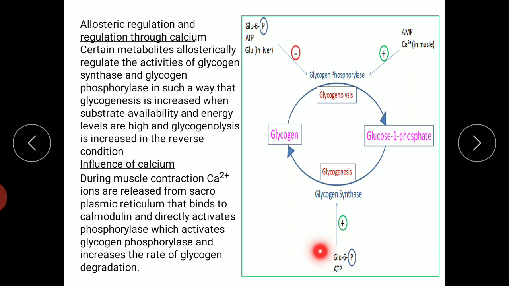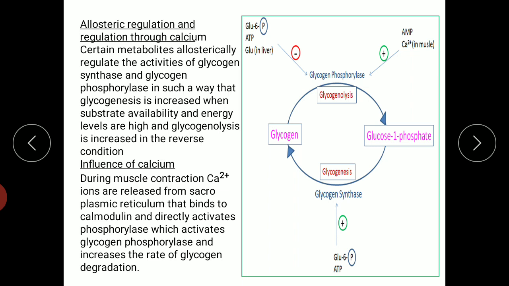These molecules, glucose 6-phosphate and ATP, which will negatively affect phosphorylase enzyme, will positively affect glycogen synthesis. So we have a higher concentration of ATP, no more energy is needed, so the excess of glucose available is converted into glycogen and it is stored for the future purpose. So that is the 3 types of regulation of glycogen metabolism.